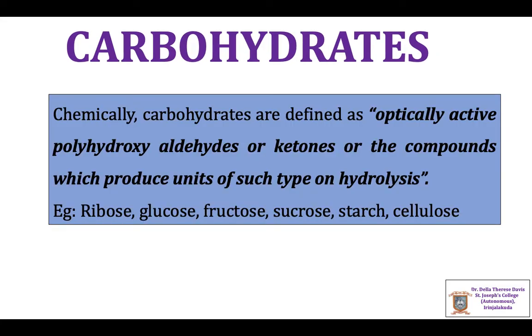Chemically, they are defined as optically active polyhydroxyaldehydes or ketones, or the compounds which produce units of such type on hydrolysis. Examples of carbohydrates include ribose, glucose, fructose, sucrose, starch, cellulose, etc.